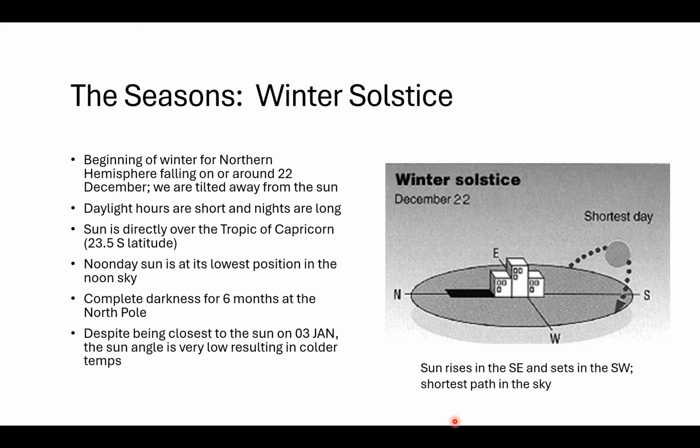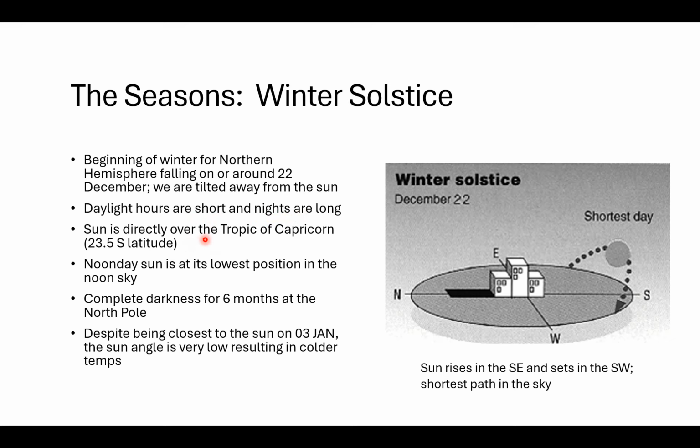The winter solstice, on the other hand, is the beginning of winter for the northern hemisphere. It falls on or around the 22nd of December. This is a case where we, the northern hemisphere, are tilted away from the sun. Daylight hours are very short and nights are very long. So you'll notice this easily in late December. You don't get much daylight and the nights are pretty long.